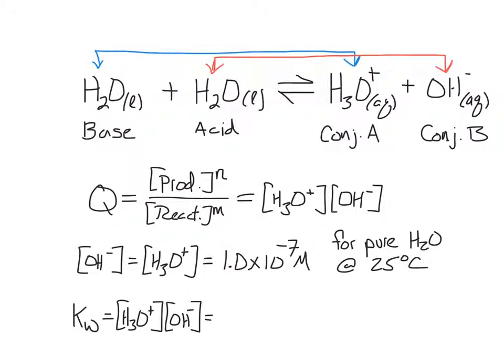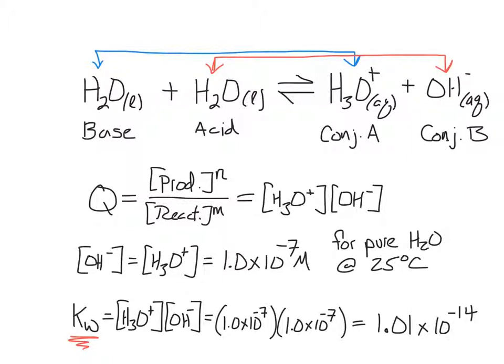We call this Kw because it's a special equilibrium constant that we'll use often in this course. Kw is the product of the hydronium concentration and the hydroxide concentration, and it always equals 1.01 times 10 to the negative 14th.